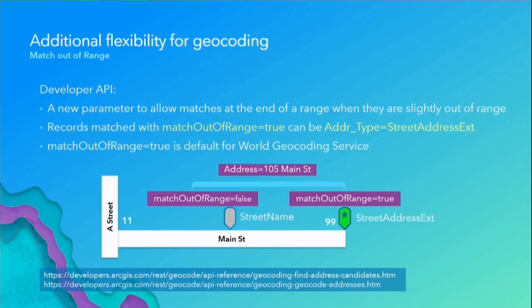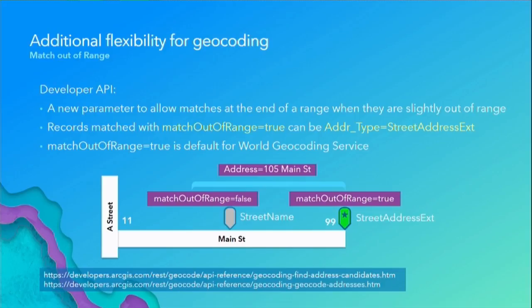All right, so here's another interesting capability that we've added, and it's something that we really wanted to point out because we think it's a nice improvement. So we've added the ability to match a house number out of range. So what does that mean? Let me explain this. We've got one street in a town, and the street is called Main Street. The starting address on that street is 11, and the ending address is 99. In the past, if we had an address come in, such as 105 Main Street, that house number doesn't exist in this range.